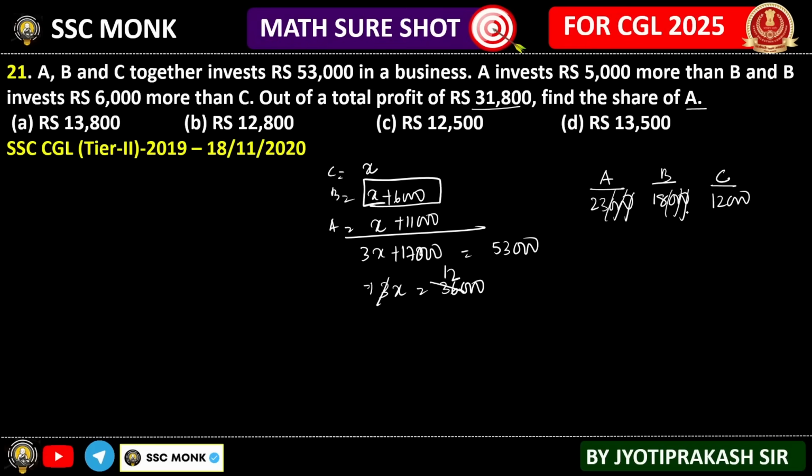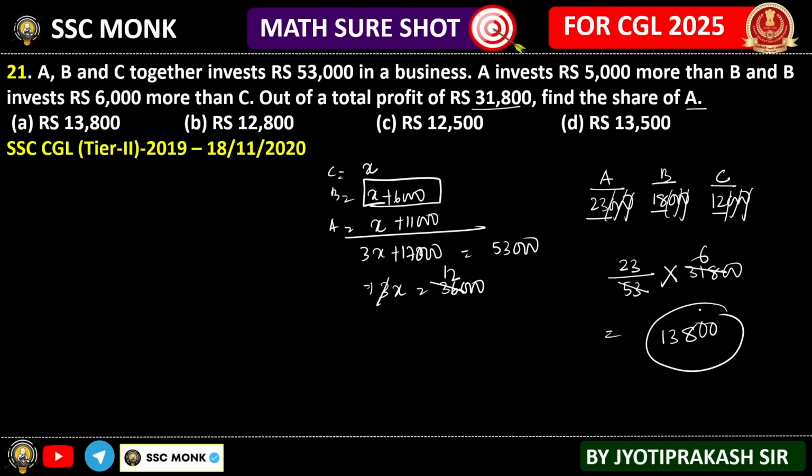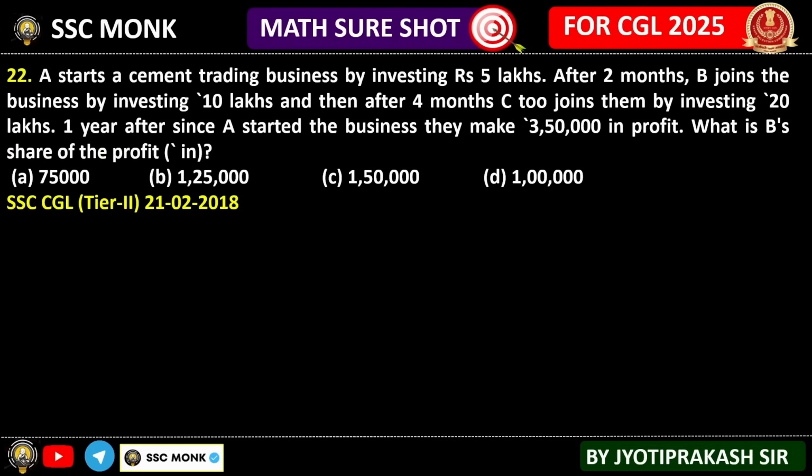Now three zeros are crossed out. So what is the amount they share in the ratio? 23, 18, 12. So total share 18 plus 12, 30 plus 23, 53. Out of that 23 is of A. Total profit 31,800. Now 53 into 6 is equal to 318. So 23 into 6 is equal to 138. So 13,800 will be the share of A. Clear, simple calculation. Next.